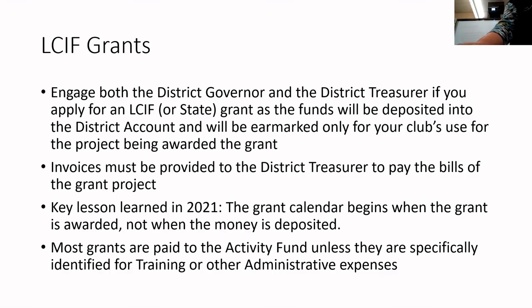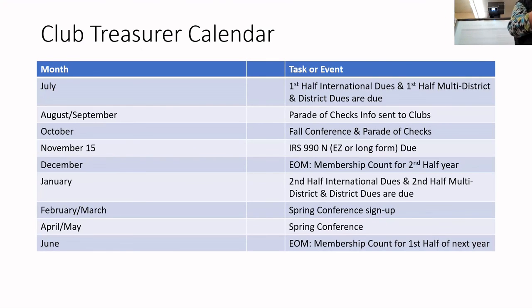All right, final thing, our calendar. You might want to take this and keep it with your treasury. In July, the first half of the international dues, and probably late July or early August, first half of the multi-district and district dues are due. In August or September, you'll get the parade of checks information sent to the club. In October, we will have the fall conference of parade of checks. November 15th, because our year begins in July, that's when the IRS 990N, the easy or the long form, is due.